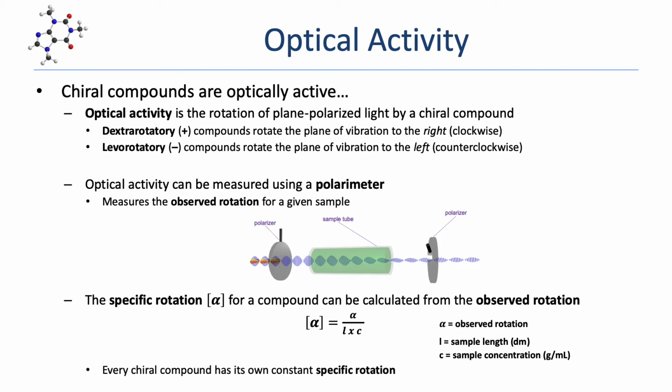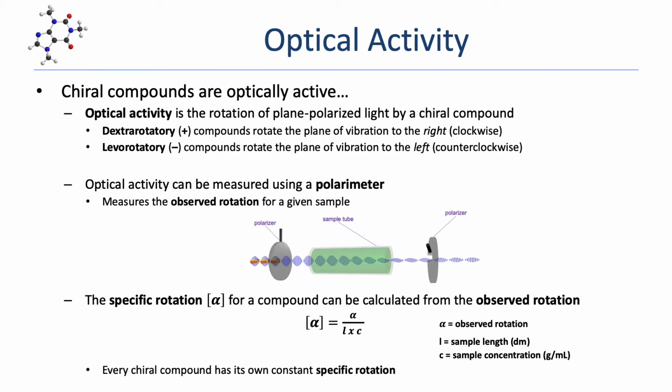And if you don't know what plane polarized light is, just imagine light traveling through space. As it travels, it has an infinite number of vibrational planes. Plane polarized light simply filters all that out so that all the vibrations are in parallel planes. Now, if the chiral compound rotates this plane polarized light clockwise or to the right, it's called dextrorotatory and it's notated with a plus sign. If the chiral compound rotates this plane polarized light counterclockwise or to the left, it's called levorotatory and it's notated with a negative.